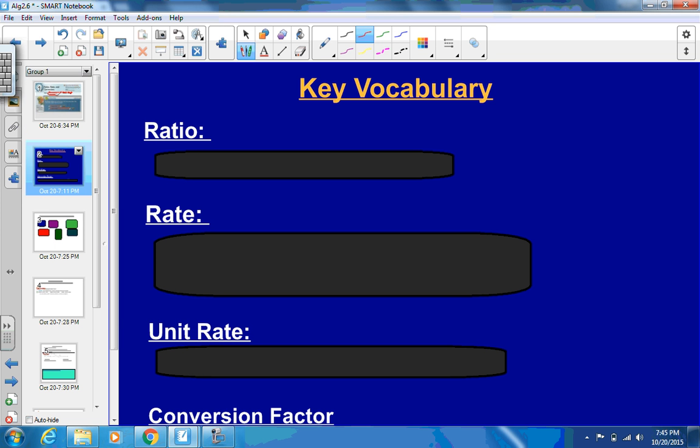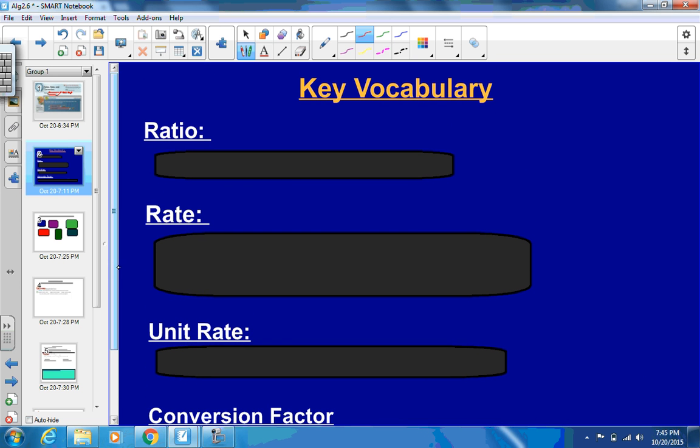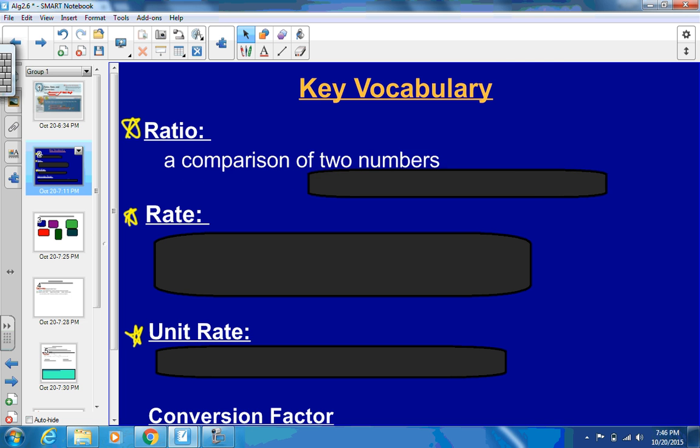So a few key terms. I'm pretty sure at least the first three are key vocabulary for the chapter, so I think these three all have to go on your vocab sheet. A ratio simply is a comparison of two numbers. That's what a ratio is.